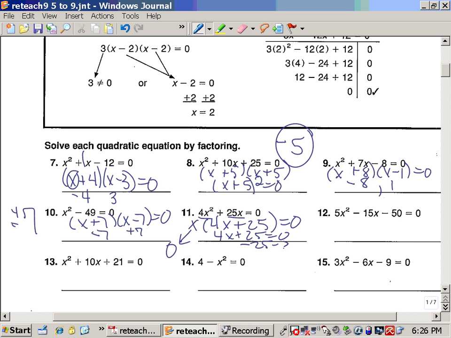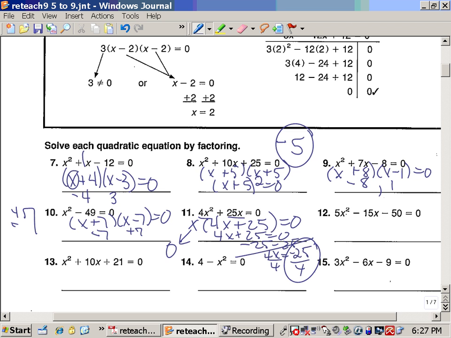Move the 25 to the other side, and I get 4x is negative 25. Divide by 4, and I can just leave it as negative 25 over 4, or you can change it into a decimal or a fraction if that makes you happy.